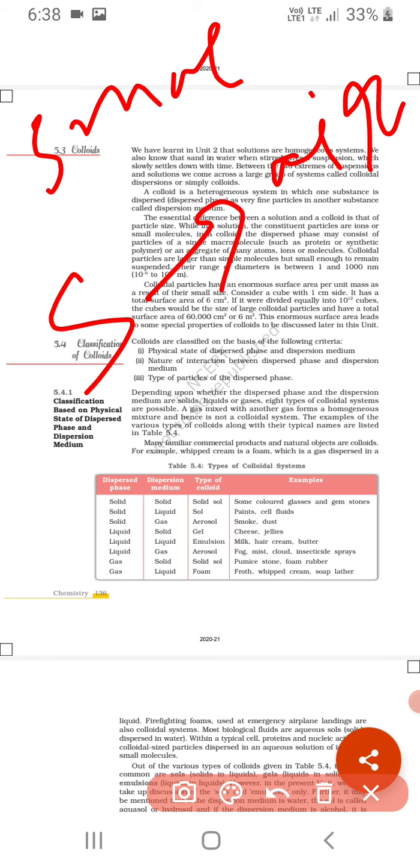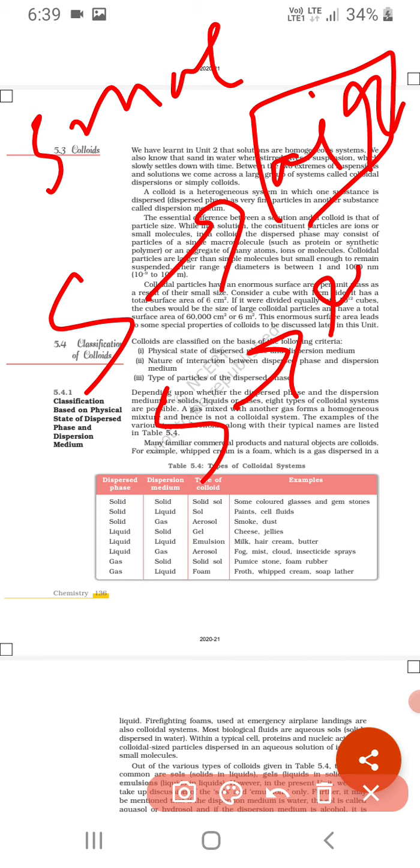So the major dispersion medium is air, so it is called an aerosol, right? That is all about the classification based on the physical state of dispersed phase and dispersion medium, right? Let me take another example, paints. In paints, solid is dissolved in liquid. So it is a sol. As we all know, in a sol, the dispersed phase is solid and the dispersion medium is liquid.